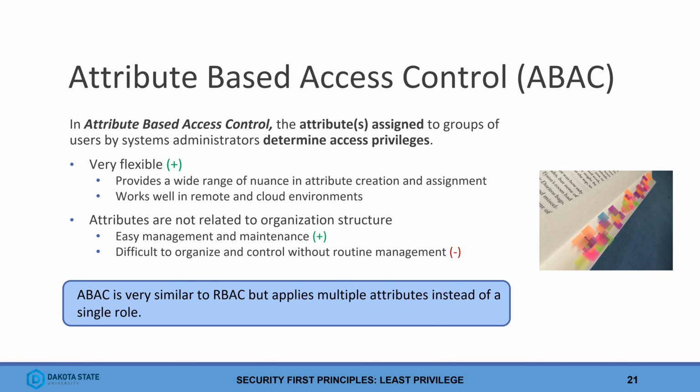In attribute-based access control, or ABAC, the attributes assigned to groups of users by systems administrators determine access privileges. ABAC is an access control method where access rights are granted to users with policies that combine attributes together. And the policies can use any type of attributes, like user attributes, or resource attributes, or environment attributes, etc. Essentially, in this way, it's a simpler form of rollback, but it applies multiple attributes instead of a single role to the user. It can be more flexible in this way as well.